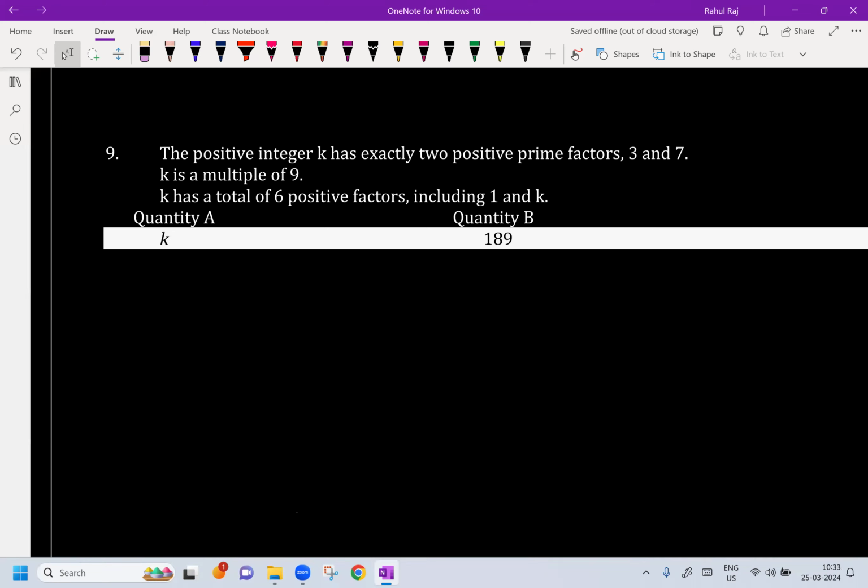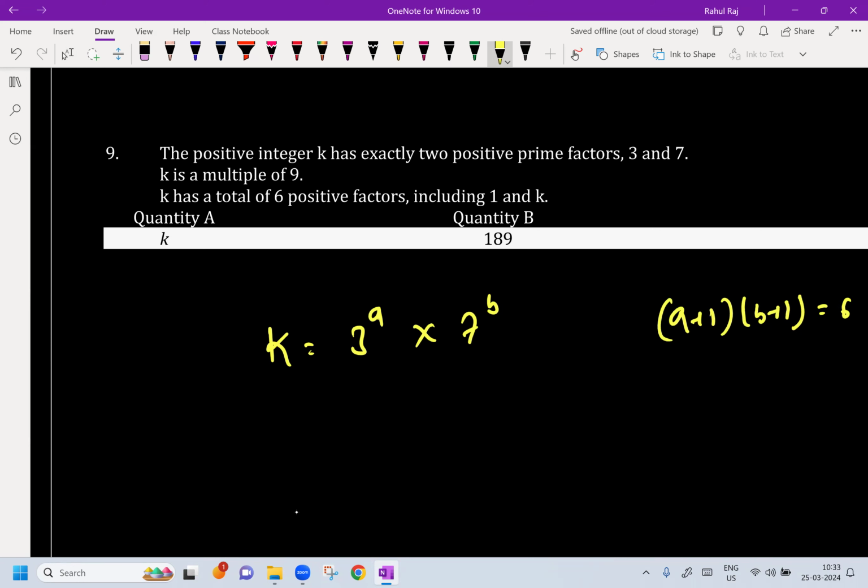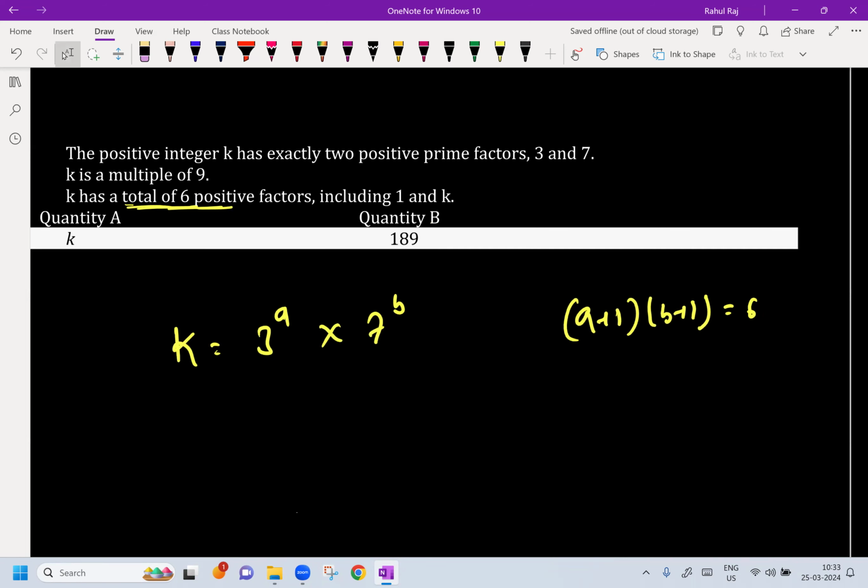And it's a multiple of 9. So can we take any multiple of 9 also? No. You have understood that K is equal to nothing but 3 to the power A and 7 to the power B. Agreed? You know that A plus 1 into B plus 1 is equal to 6, because K has a total of 6 positive factors. Agreed?